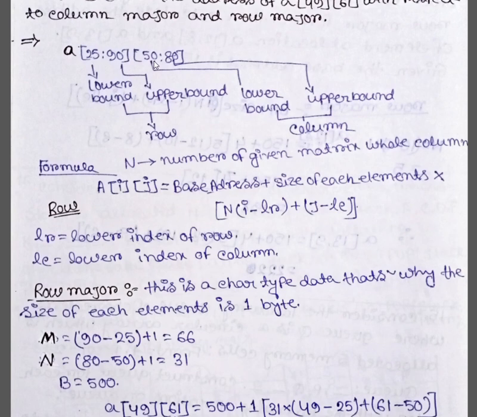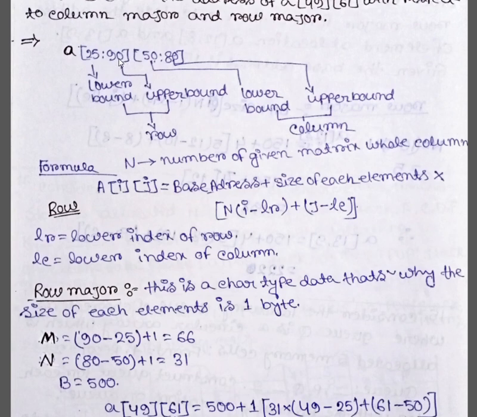90 minus 25 plus 1. M is the number of rows. We already knew M is the number of rows. So here, for a two-dimensional array, there are two parts: one is the lower bound and another is the upper bound.